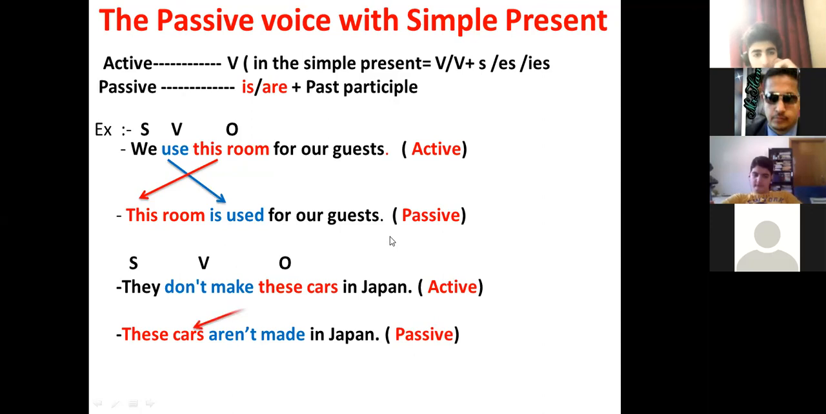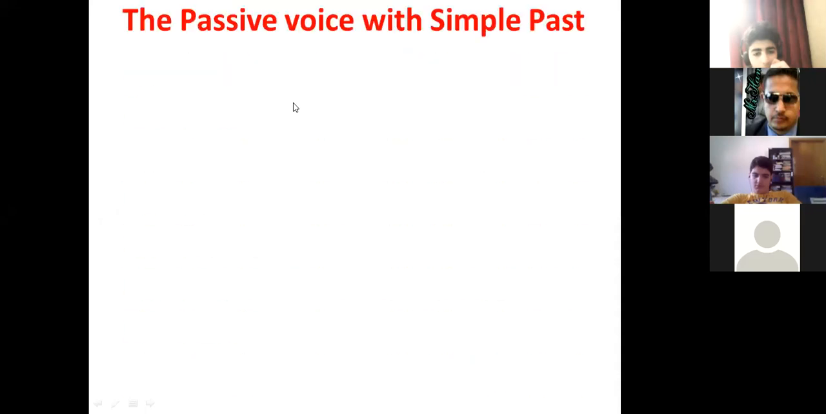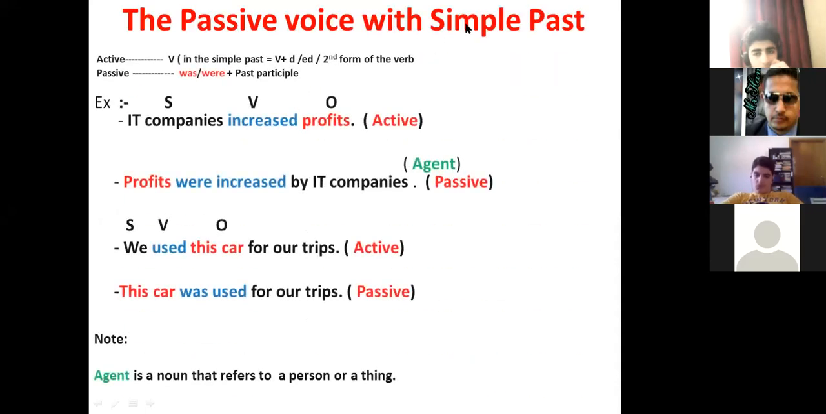Okay, and now we are going to move to the next part, the past simple. How can we change it from active into passive? The passive voice with simple past. As we know, the simple past tense is formed from the second form of the verb, or verb plus d or ed with regular verbs. You follow me? When we change this form to the passive voice, we use was or were plus past participle.